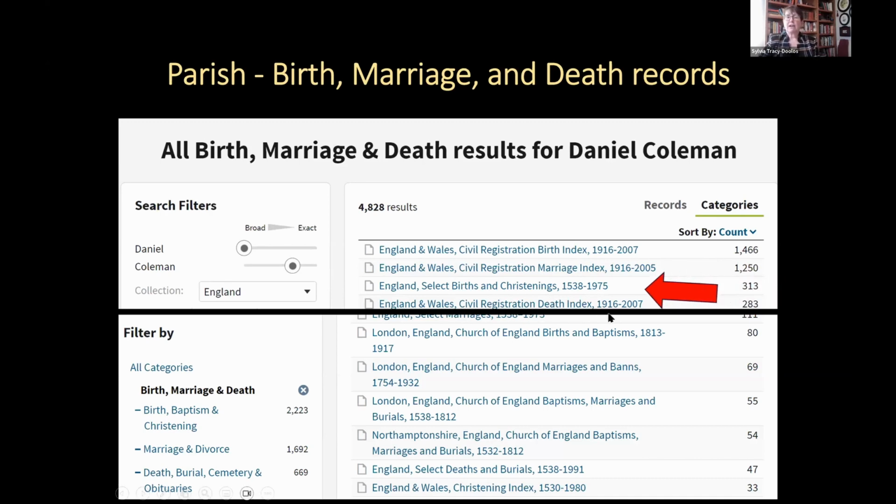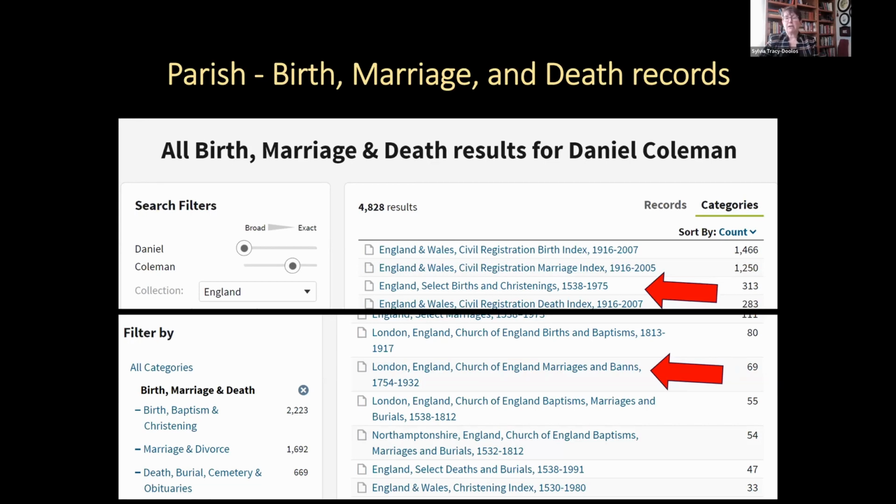But you look at some of these records, the England Select Births and Christenings, beginning in 1538. Because my ancestors came over early, this is the type of database I'm going to look for, are these that cover that early time period. And these are parish records. Lots of other categories in here.